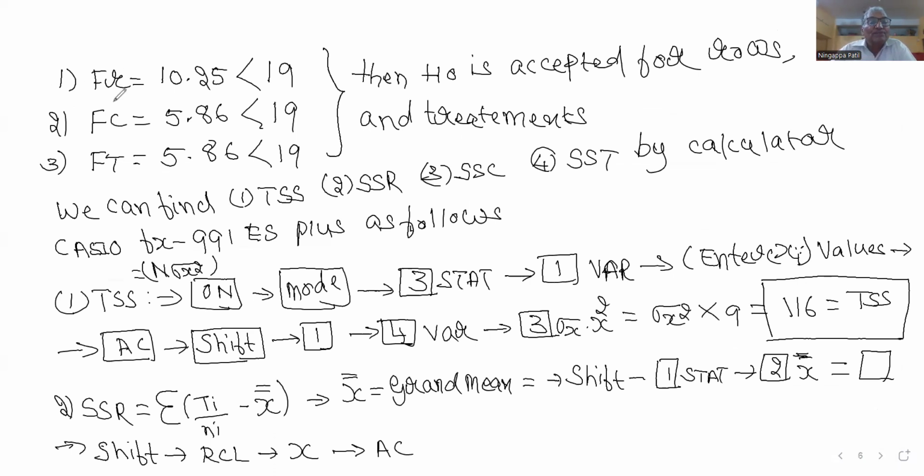Now, FR 10.25, smaller than 19. FC 5.86, smaller than 19. And FT 5.86, smaller than 19. And look here, all are smaller than table value. Then H0 is accepted for rows, columns, and treatments. Okay, and in this way you can solve the problems.